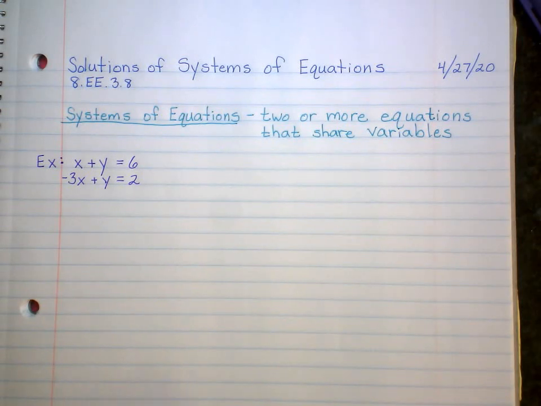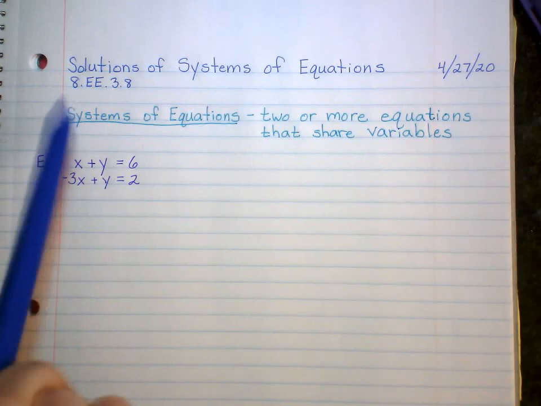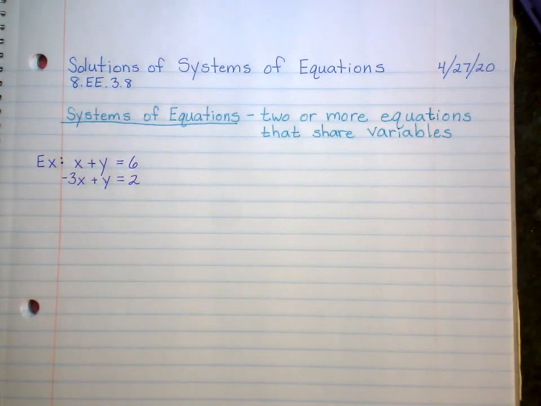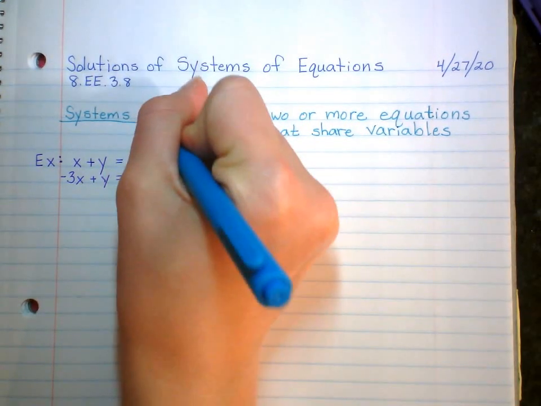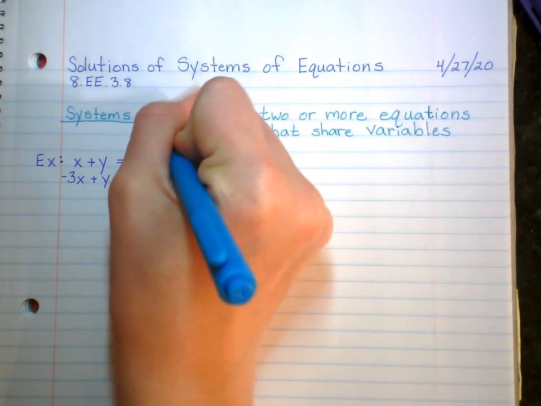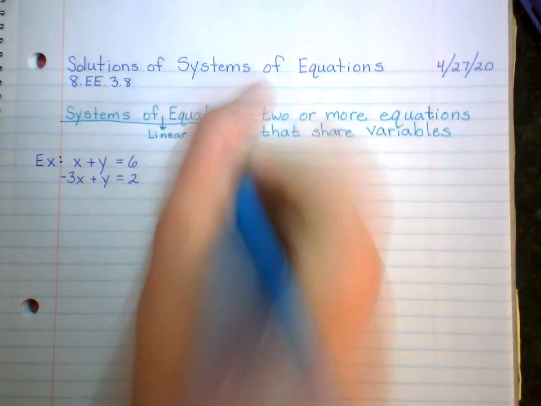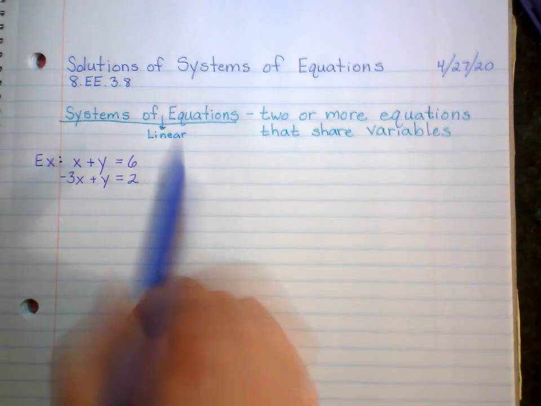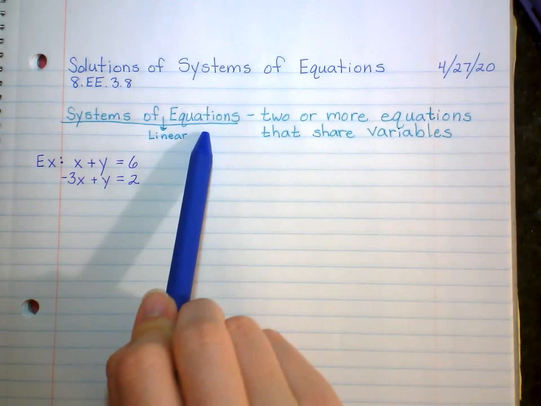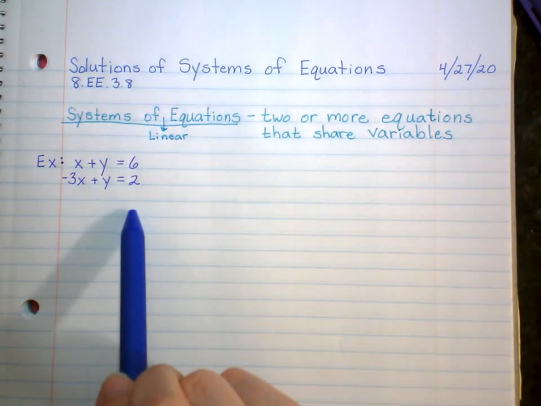A fancier name that you'll hear throughout this week is systems of linear equations. Linear, what does that word linear mean? Line, linear. It is optional to say, I'm just going to put it right here, linear. That means when you graph these equations, they are a line. You should think of y equals mx plus b, slope-intercept form, or standard form. So, systems of equations: two or more equations that share variables.